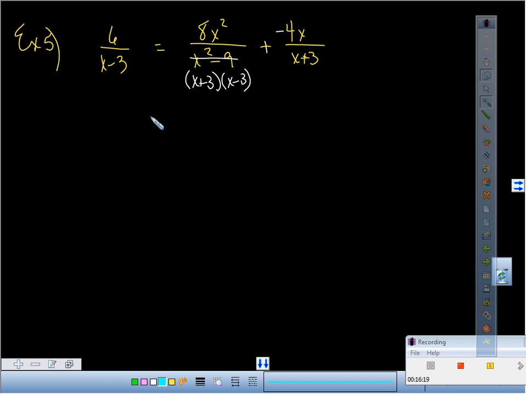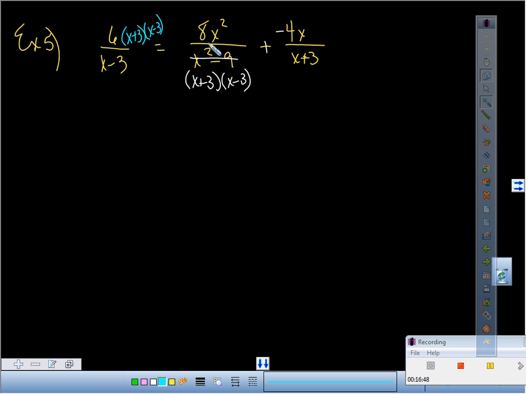All right. So what is my least common denominator? x plus 3, x minus 3. What am I going to do with that? Put it on the bottom. Multiply it by everything. Why? Because what's it going to do? It's going to get rid of the denominators, okay? So I'm going to multiply this by x plus 3, x minus 3.